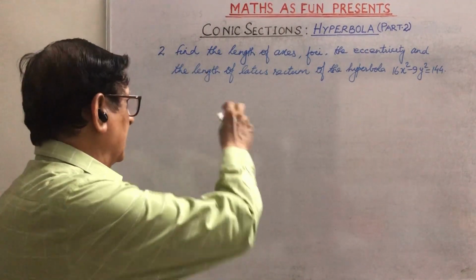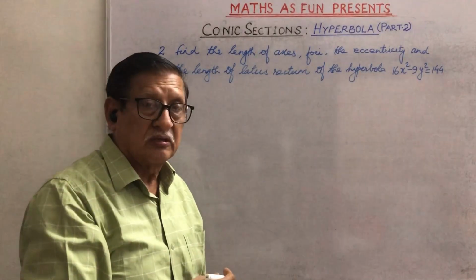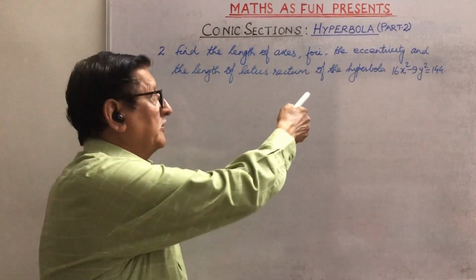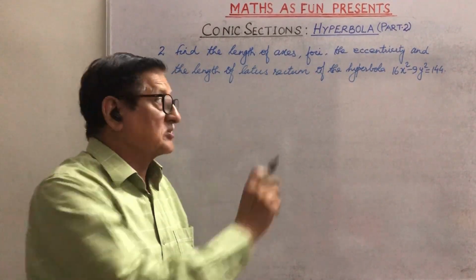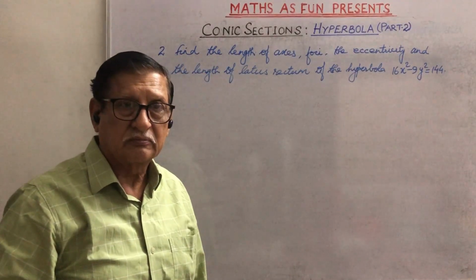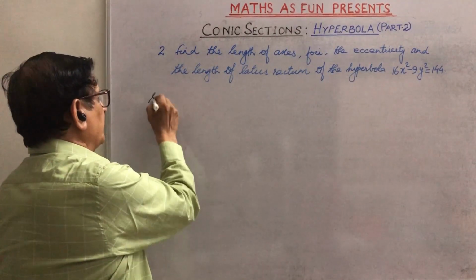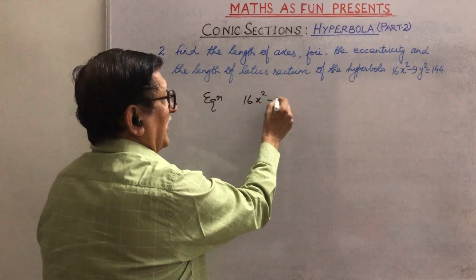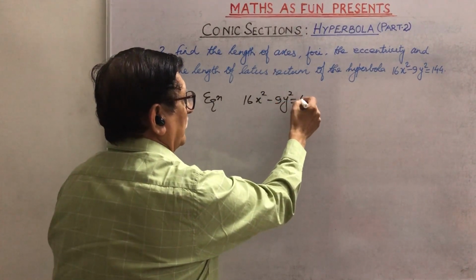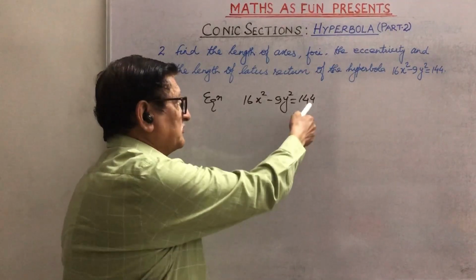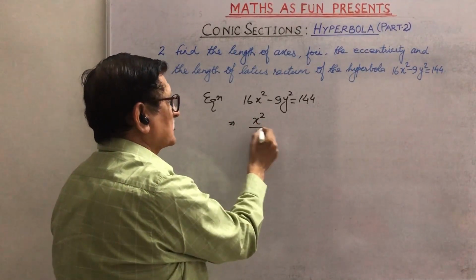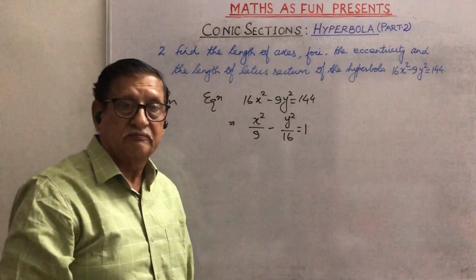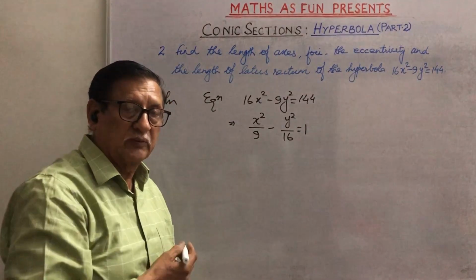The next example we have, find the length of the axis, foci, the eccentricity and the length of latus rectum of the hyperbola 16x square minus 9y square equal to 144. See, the equation which is given to us is 16x square minus 9y square equal to 144. If we divide this by 144, we will be getting x square upon 9 minus y square upon 16 is equal to 1. This is the standard equation of the hyperbola.